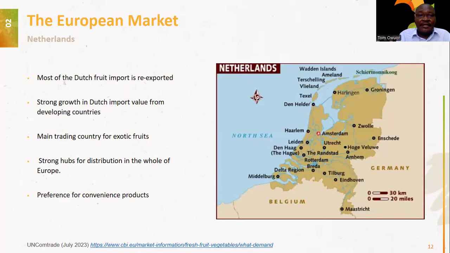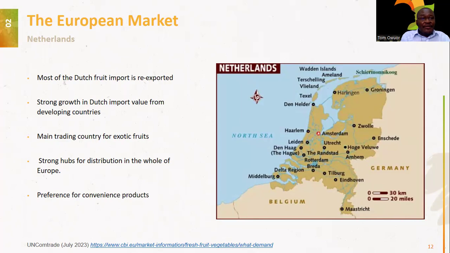Let's look at the Netherlands. The Netherlands is unique among all the European Union markets, except Portugal. The Netherlands is a hub of distribution. Most of the goods that get into Europe are re-exported from the Netherlands. And therefore, the Netherlands is equally a market that we need to look at, because it is through the Netherlands that we can have our produce get into the various European Union markets.